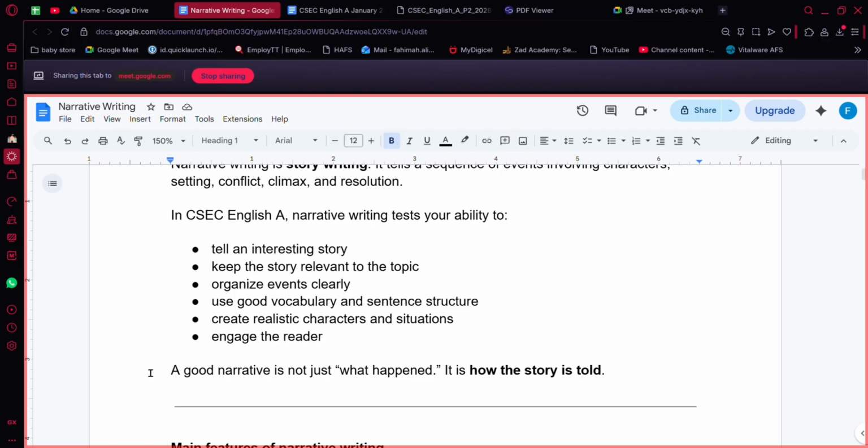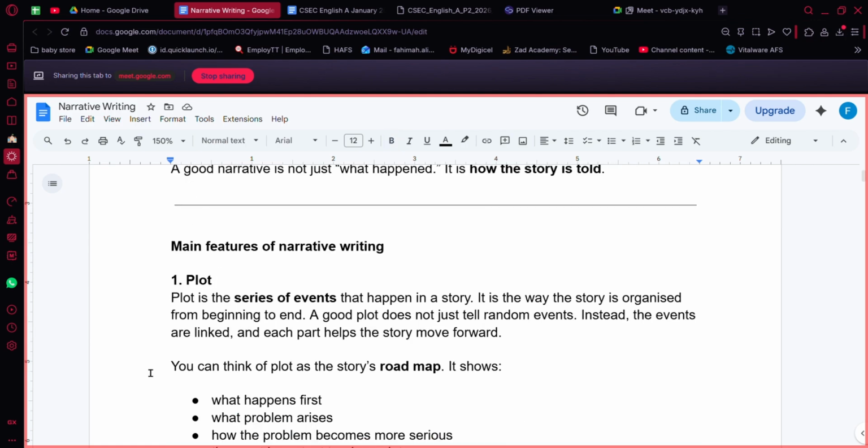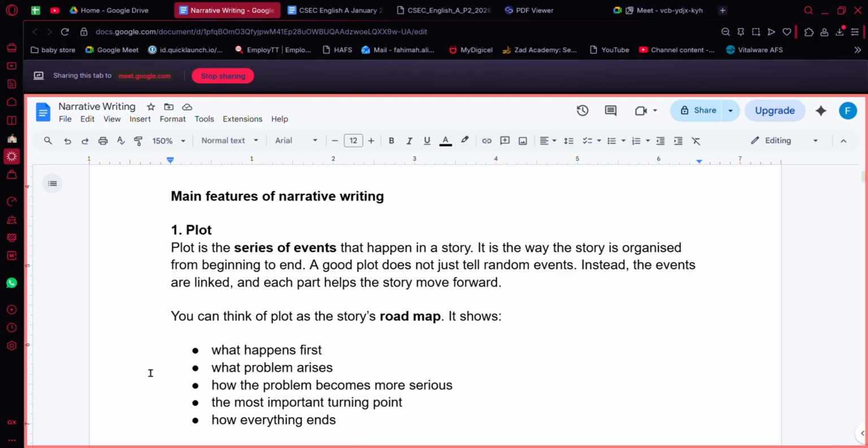Now let's look at the main features of narrative writing. So in narrative writing, you have the plot. The plot is the series of events that happen in a story. It is the way the story is organized from beginning to end. A good plot does not just tell random events, instead the events are linked and each part helps the story move forward. So, the list of events I gave just now about writing the exam, that falls under the plot of the story. But if you don't link them together and show how they evolve, then your plot is very flat.